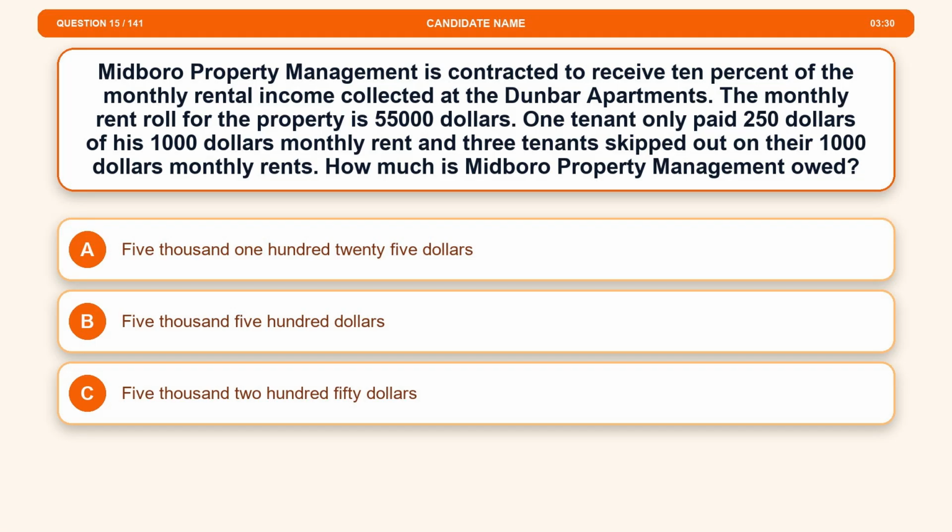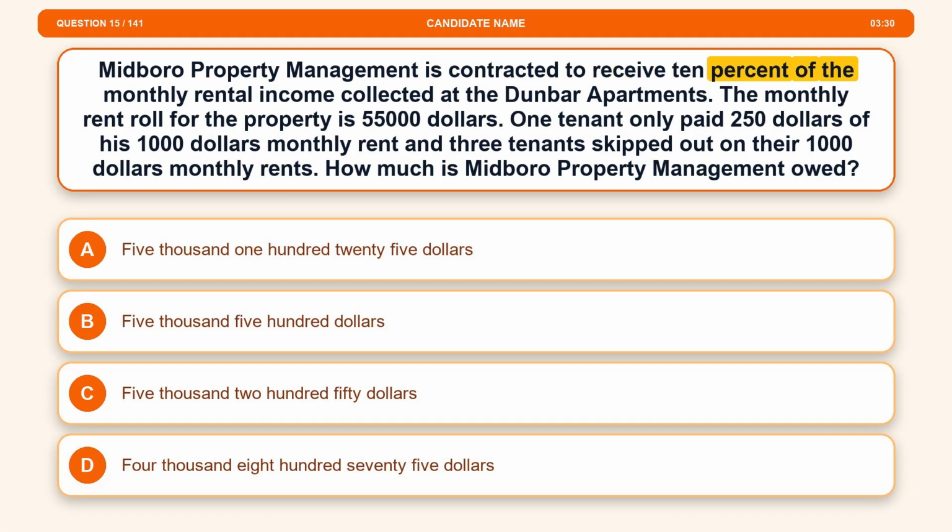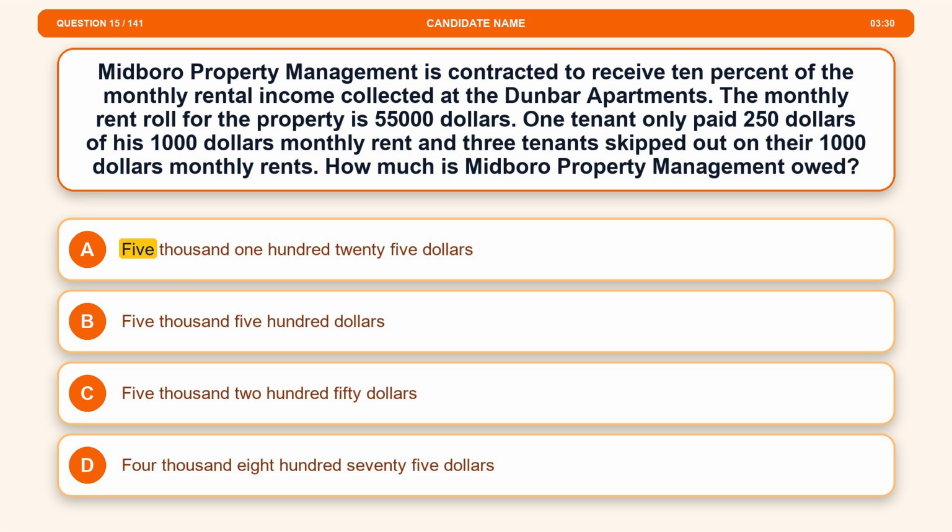Question 15. Midborough Property Management is contracted to receive 10% of the monthly rental income collected at the Dunbar Apartments. The monthly rent roll for the property is $55,000. One tenant only paid $250 of his $1,000 monthly rent, and 3 tenants skipped out on their $1,000 monthly rents. How much is Midborough Property Management owed? Option A, $5,125. Option B, $5,500. Option C, $5,250. Option D, $4,875.